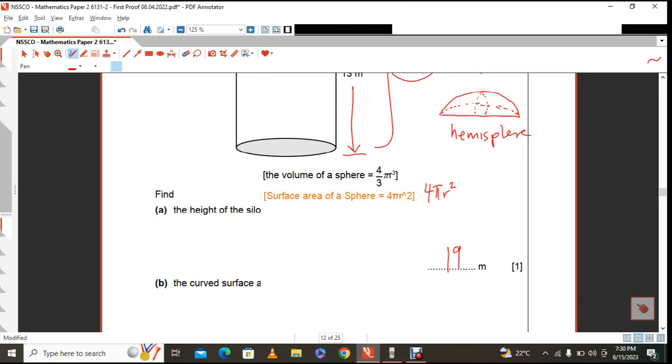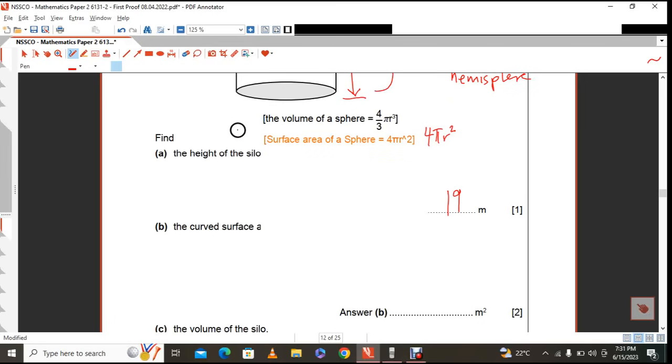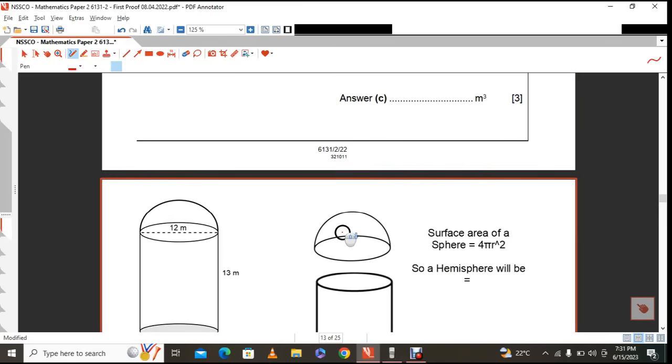Now they are asking the curved surface area of the silo. So over here in my question paper, they say the curved surface area. I'm just going to write it out so you can know what it is that they're looking for. They say the curved surface area of the silo, and very important that you understand that. Because I brought in something, I'm going to go to the next page.